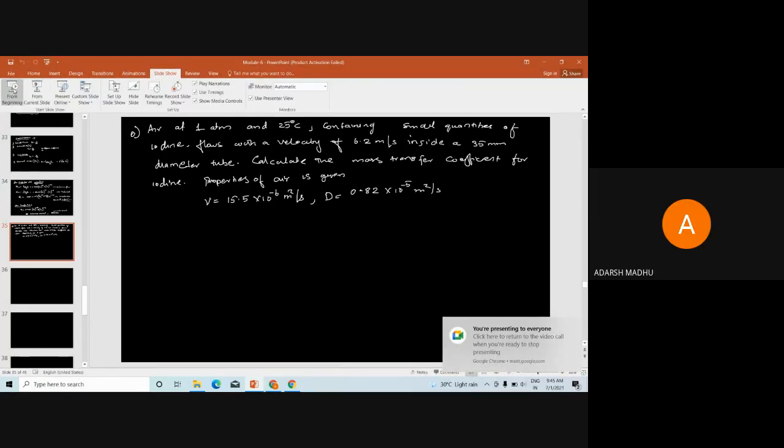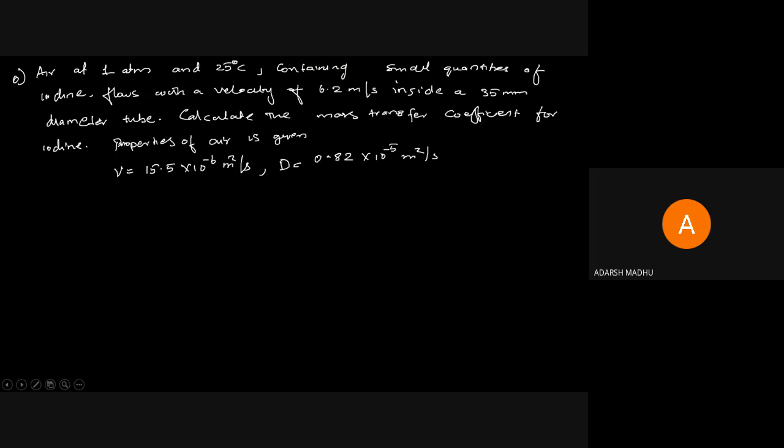So yesterday we wrote a question relating to mass transfer coefficient. This question is to find the mass transfer coefficient hm. Air at 1 atmosphere pressure and 25 degrees Celsius, containing small quantities of iodine, flows with a velocity of 6.2 meter per second. So, given data: you must first write down the given data.